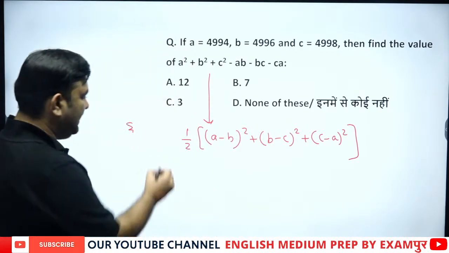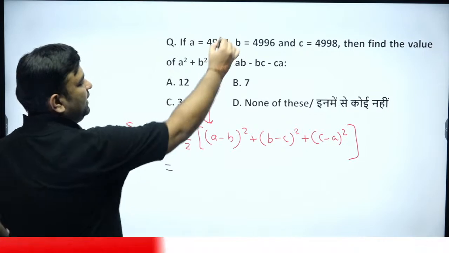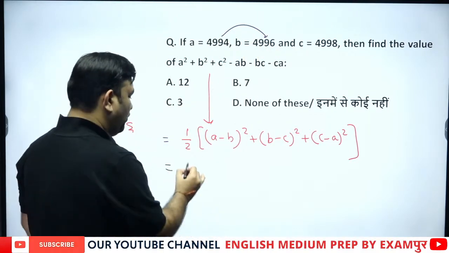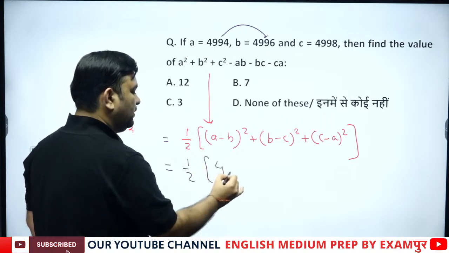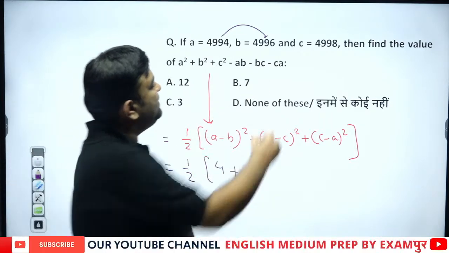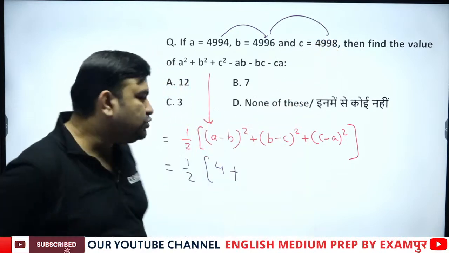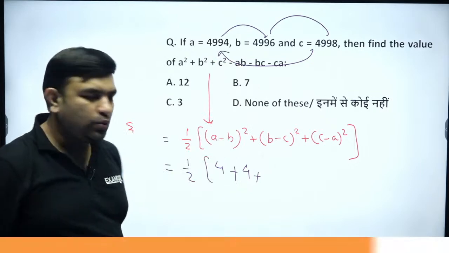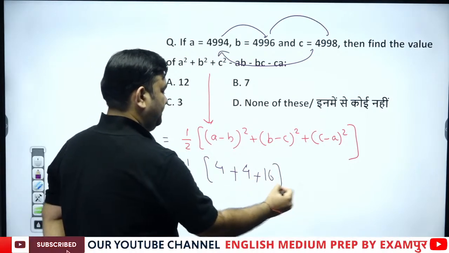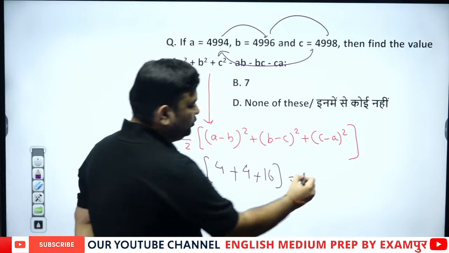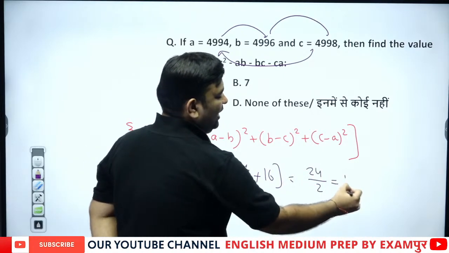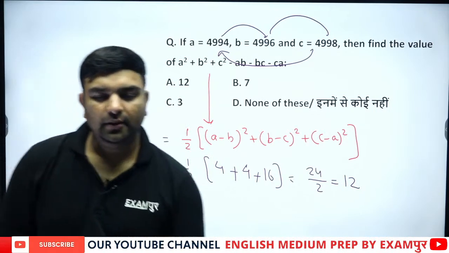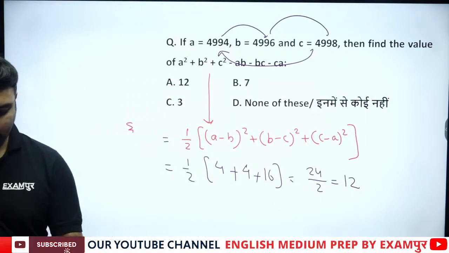If you look at it carefully, guys, a minus b is minus 2, and minus 2 squared is 4. b minus c is minus 2, and minus 2 squared is 4. c minus a is 4, and 4 squared is 16. So 4 plus 4 plus 16 is 24, divided by 2, 12 is the ultimate answer.